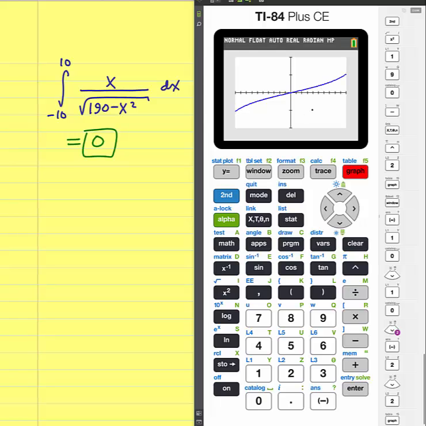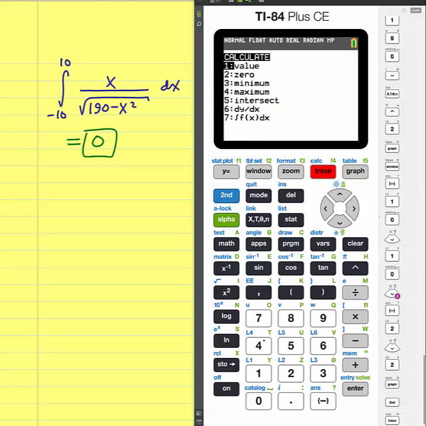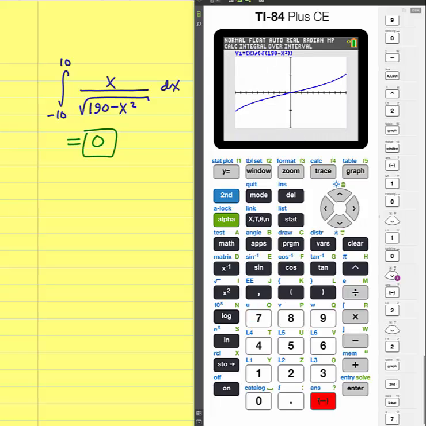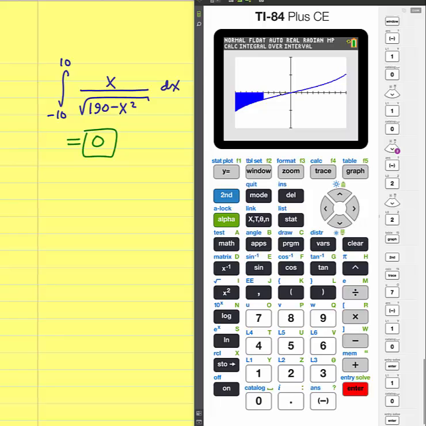Now if I integrate this from negative 10 to 10, I can see that the area above and the area below are the same, so positive and negative will cancel each other out. But let's go ahead and double check it. Again, lower limit is negative 10, upper limit is positive 10. And then the shaded region, this is all negative area because it's below the x-axis. This area over here to the right is shaded area that's positive because it's above the x-axis, and they end up canceling each other out.